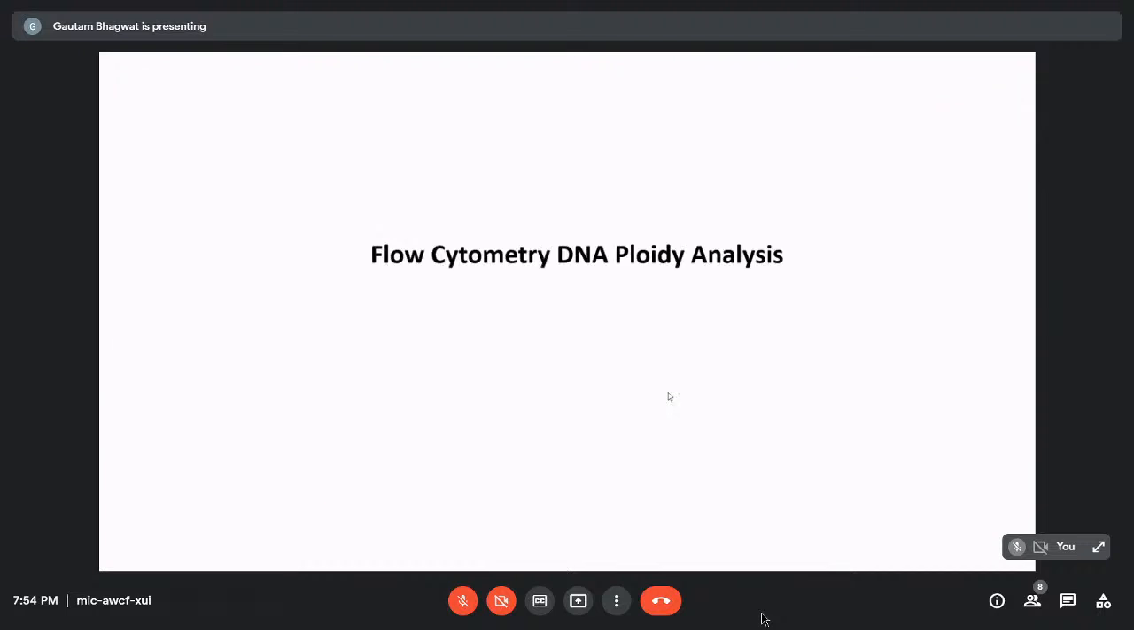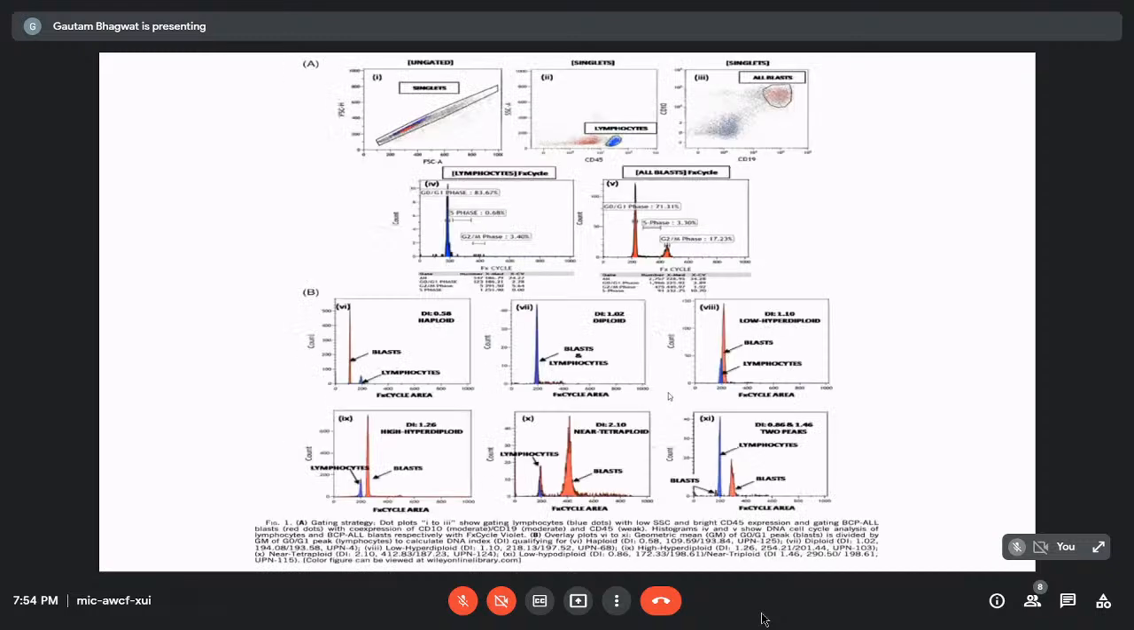Another important prognostic test that we do in our flow cytometric analysis of all B ALLs, precursor B cell ALLs, is a DNA ploidy analysis. Now, again, I am not going into the details of it, but this is a very good article, so I have picked it up from the internet. These are my singlets, these are my lymphocytes, and these red colors are the blasts, and all blasts are CD19 and 10 positive.